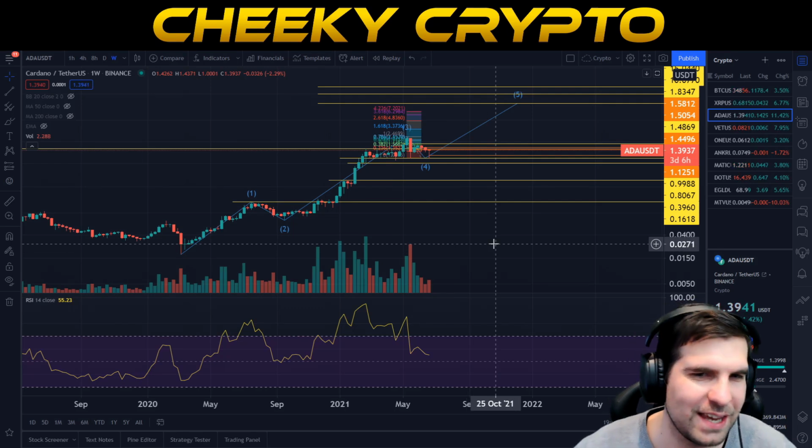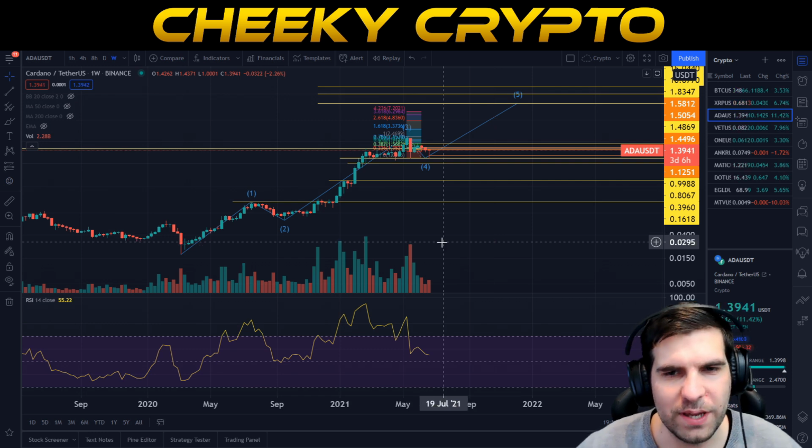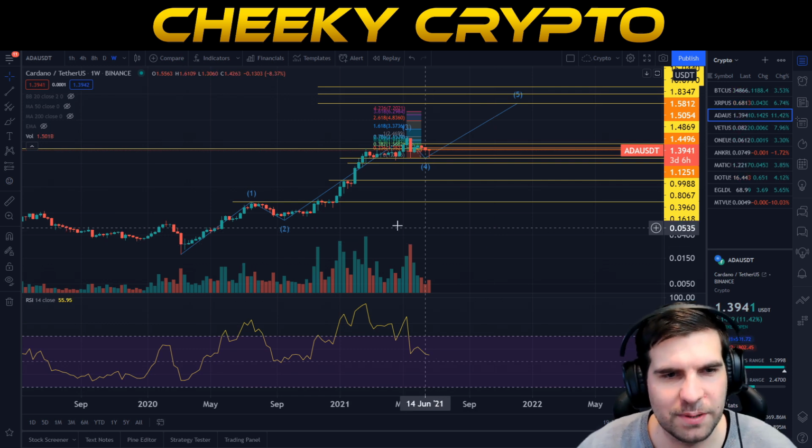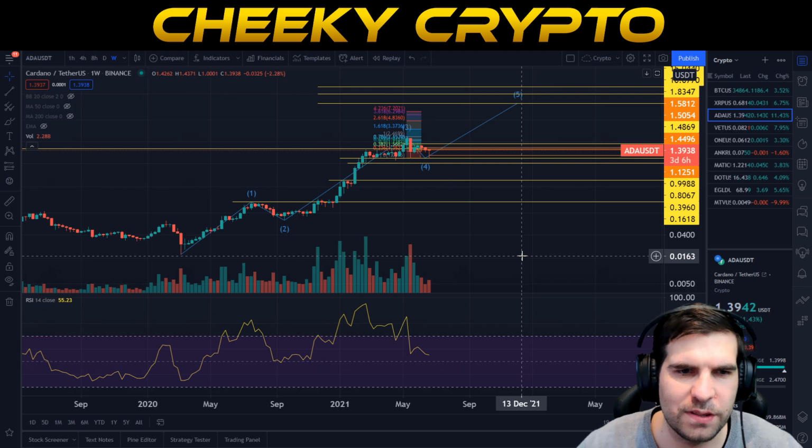Today we're going to be taking a cheeky look at Cardano's ADA. We're going to be starting off with this weekly chart. So guys, let's get right on into it. Here we can see that we have got the weekly chart from Binance, and we can see that ADA has had a phenomenal run this year so far.